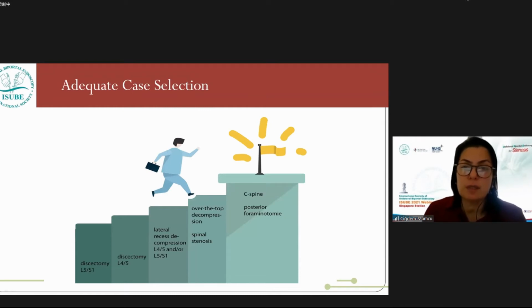When you start UBE, we recommend you operate on easy discectomy cases at the level L5-S1, which has an interlaminar window that is much wider, as it gives you more tolerance. Later on, start with discectomy at the level of L4-5. By practicing more, you can do lateral recess decompression. And when you get more practice with biportal, you can start spinal canal stenosis. Then finally, you can perform posterior foraminotomy in the cervical spine or far lateral discectomy. You will gain enough experience in your first 50 cases.